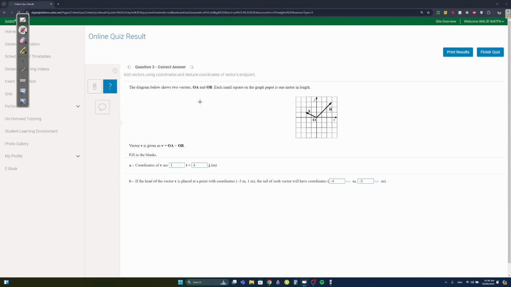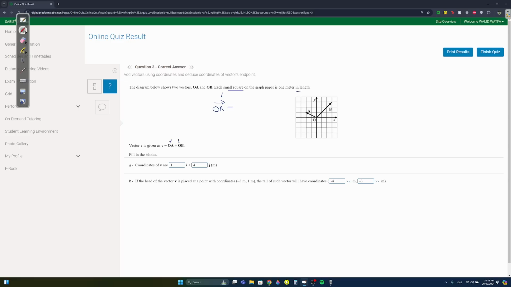Okay. The diagram below shows OA and OB. Vector V is OA plus OB. What is V? They're saying each small square is 1 meter. Let's see what is OA, what's OB. OA, please, if you have written vectors, you need to put the vector symbol. You have to. If you don't, you get it wrong. I'm telling you, you'll lose marks. 0.25 marks for no vector symbol.